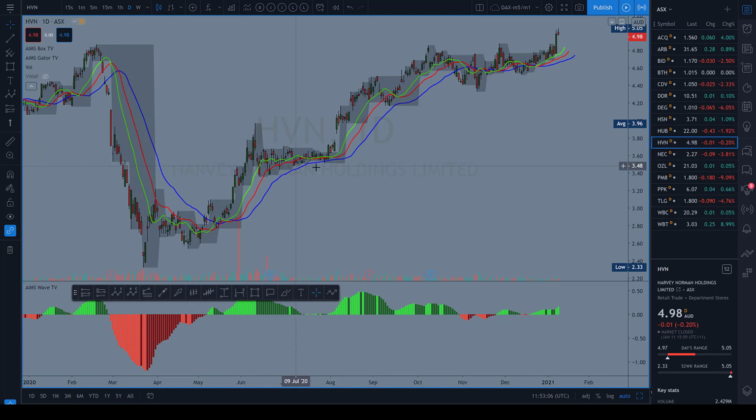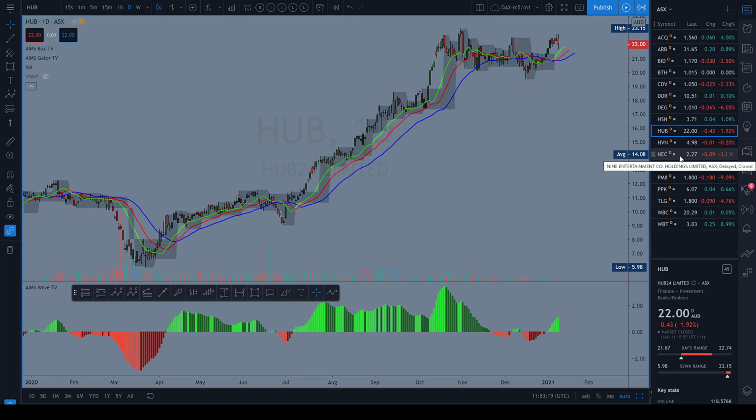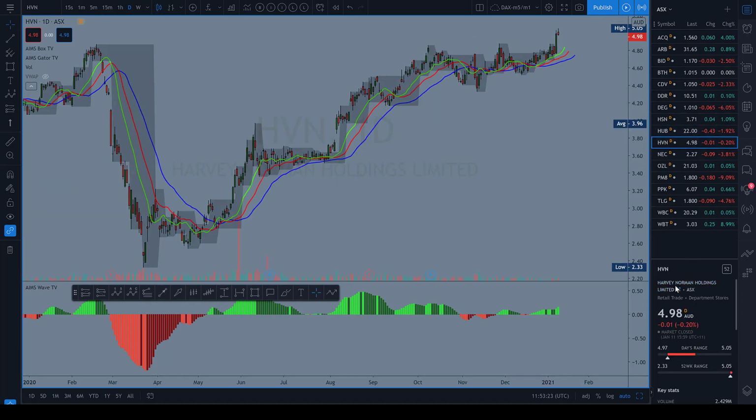Oh, look at these beautiful setups on this one. This one's moved quite similar to the world indices. Ah, Harvey Norman. Okay. Yeah, that's one of our bigger retailers. They're very much in line with, as if you're looking at a US 500 chart or something like that.